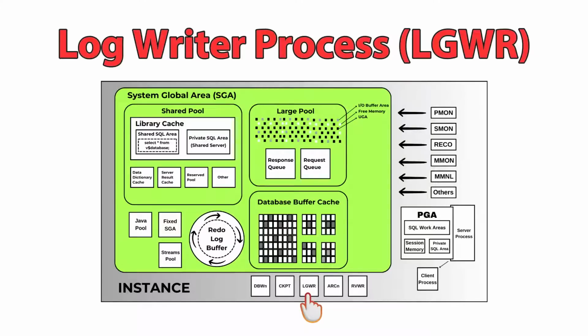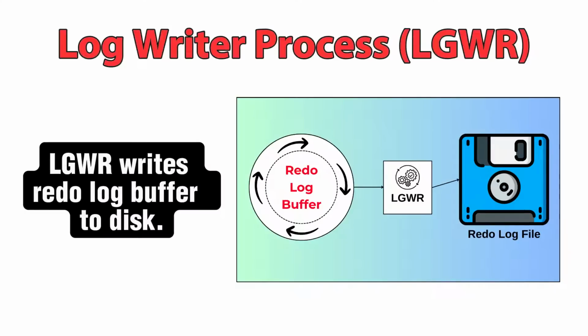So let's start. The log writer process writes redo log entries sequentially from the redo log buffer to the online redo log. In summary, Oracle uses the log writer background process to write log records in database memory to disk.